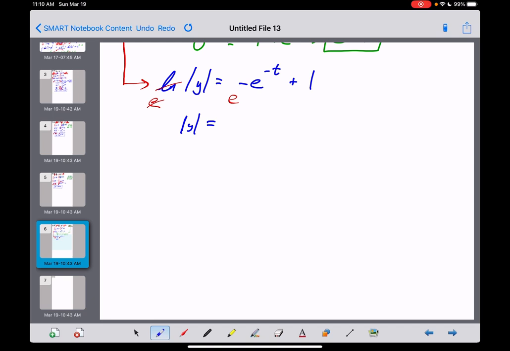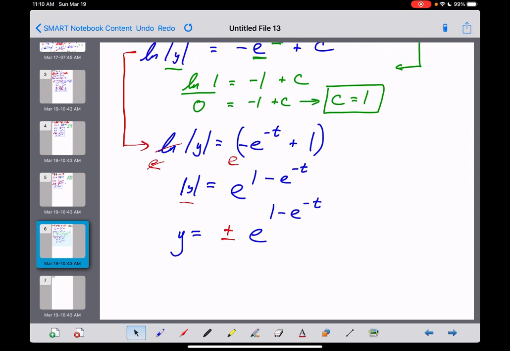I think I'm just going to write this as the same base here, e, and for this exponent, I think I'm going to write it in the other order just because I think it's going to be a little bit cleaner: 1 minus e to the negative t power. And the only thing we would worry about next is to get rid of the absolute value here on the left, which we do by putting a plus or minus in front of the right temporarily. So y equals plus or minus e to the 1 minus e to the negative t power.